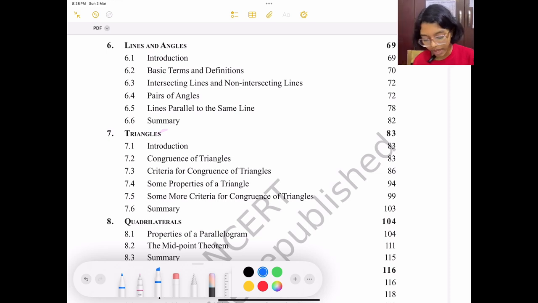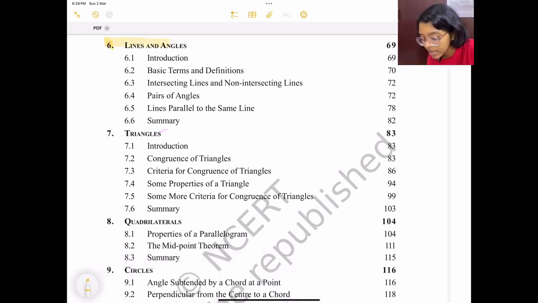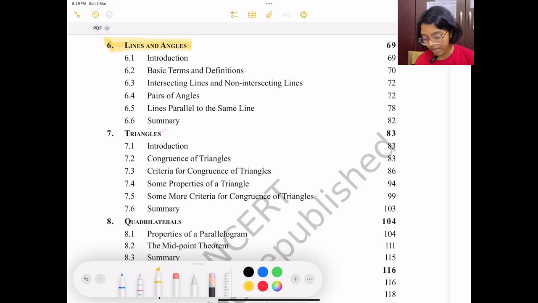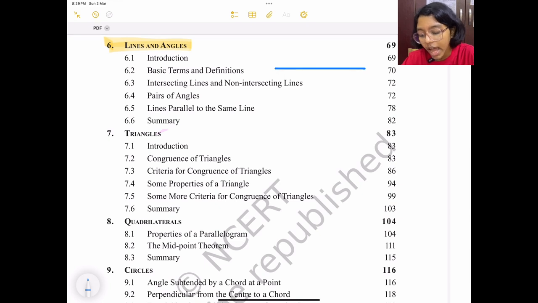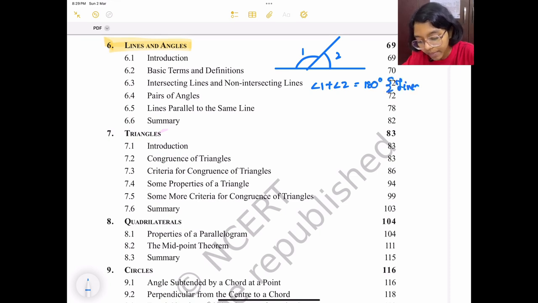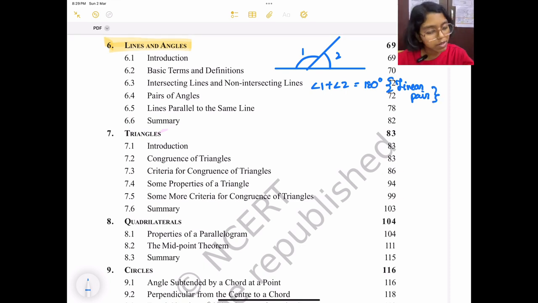After this we have lines and angles. Here we do not have formulas either, but we have a few things we need to remember. For example, let's say you're given a straight line, and there's a line on top of it like this. Let this be angle 1 and this be angle 2. So we can say angle 1 plus angle 2 is equal to 180 degrees. Why is this? Because they're a linear pair, or you can say they're supplementary angles. That's also correct. This is when it's lying on a straight line.